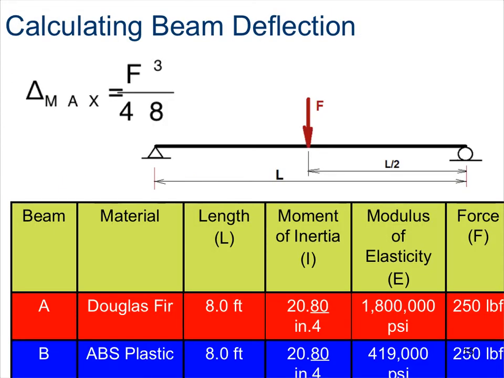Now, if you're wondering how to calculate delta max, or the maximum beam deflection, at the center of the span when a concentrated load is applied at the center of the span to a simply supported beam, you're going to use this formula. Delta max is equivalent to the force times the length cubed, the length being the length of the span, divided by 48, which is a constant, times the modulus of elasticity times the moment of inertia. So we got delta max equals FL cubed divided by 48 EI. So let's go ahead and take a look at calculating the maximum beam deflection for both the Douglas fir, beam A, and the plastic for beam B.